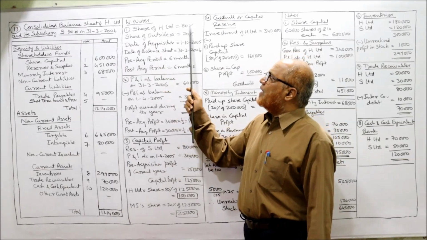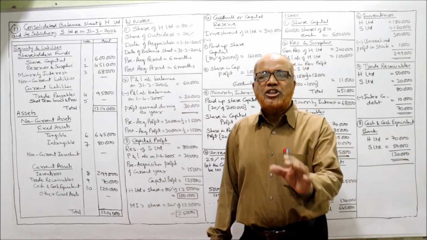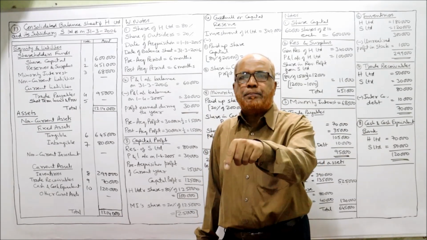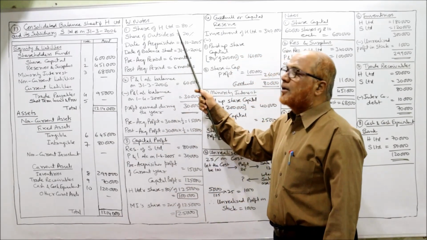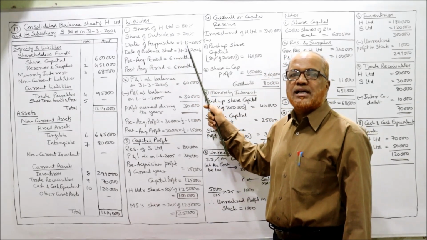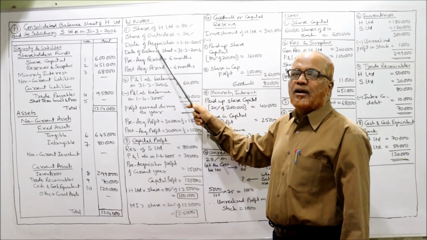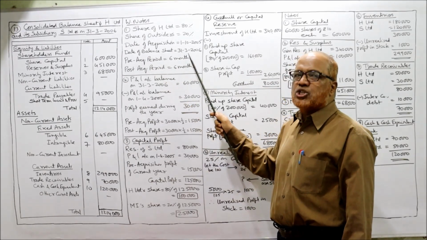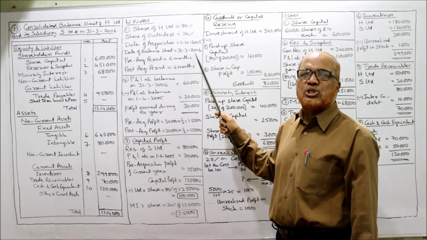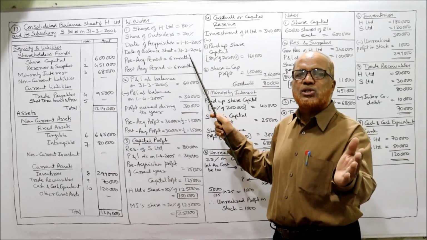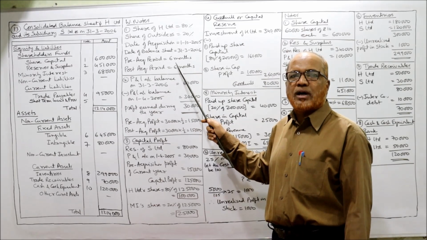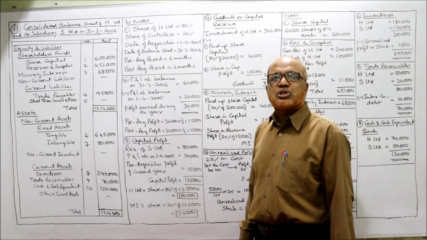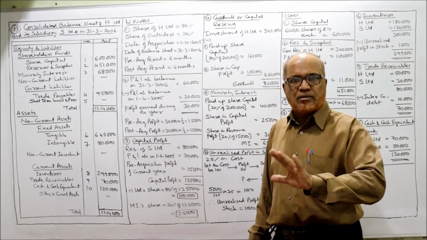First one, the share of H Limited is 80%. In the problem balance sheet it is given H Limited has purchased 80% of shares of S Limited. The remaining 20% shares are held by outsiders, minority interest. Date of acquisition is 1st October 2005 and date of balance sheet is 31st March 2006. तो how many months pre-acquisition, how many months post-acquisition? तो current year का 6 months pre-acquisition and 6 months post-acquisition. That is the first working note, clear in mind.